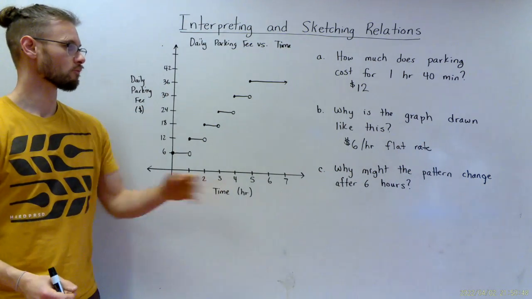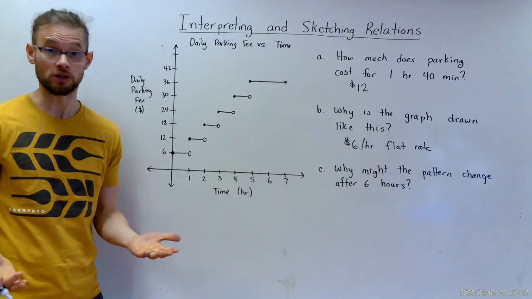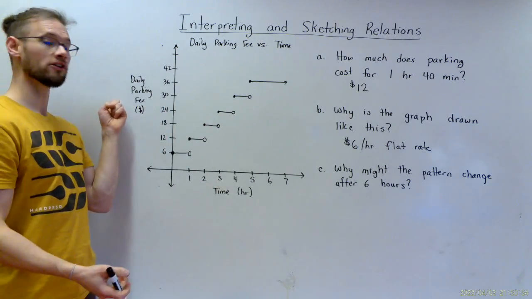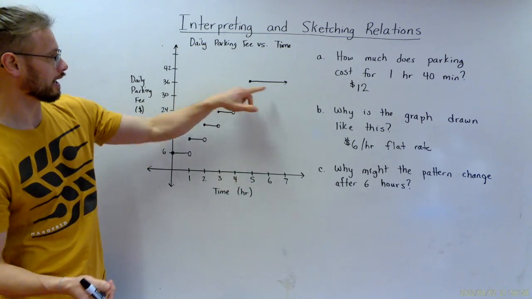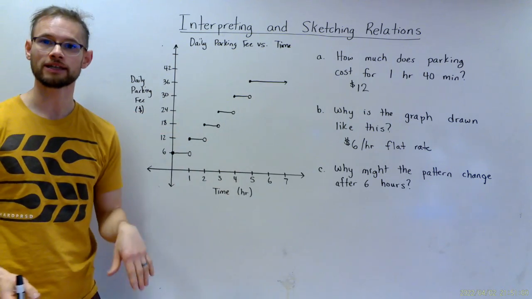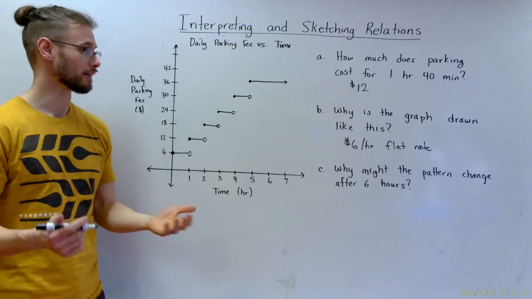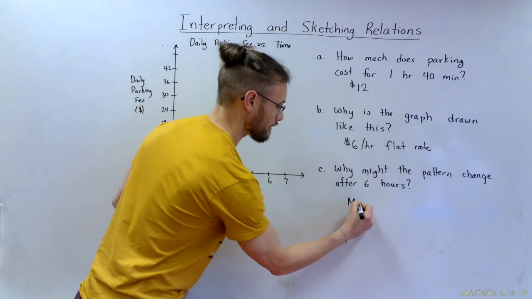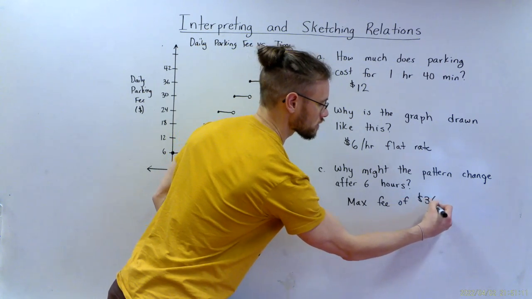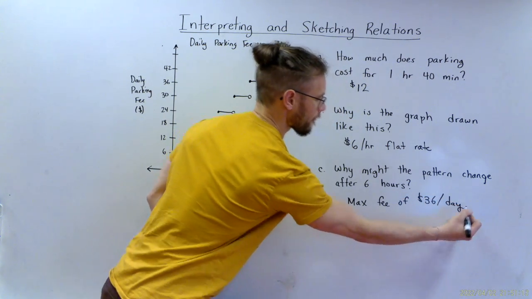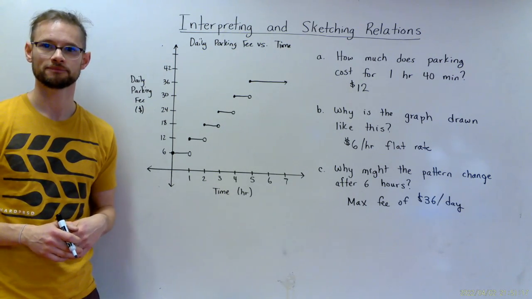Okay? And why might this pattern change after 6 hours? Again, we don't know for sure. We see in our title and in our axes it says daily parking fee. And I see this arrow meaning that it's not going to continue to jump. What I would assume is that there is an upper limit. So there is a max rate or max fee of $36 per day, which is pretty standard in many parkades in bigger cities and things like that.